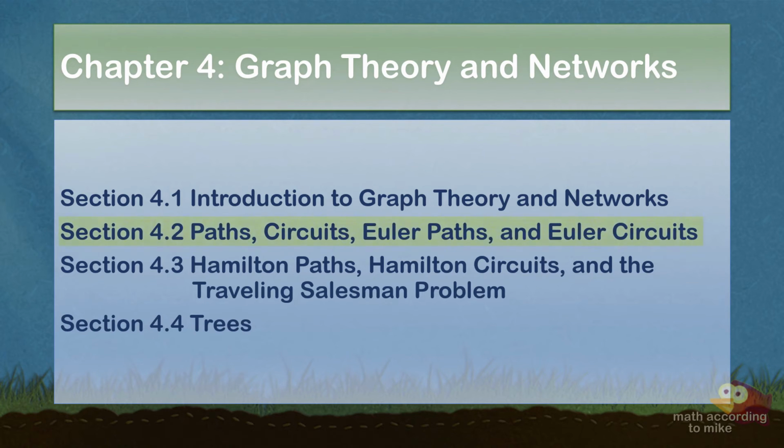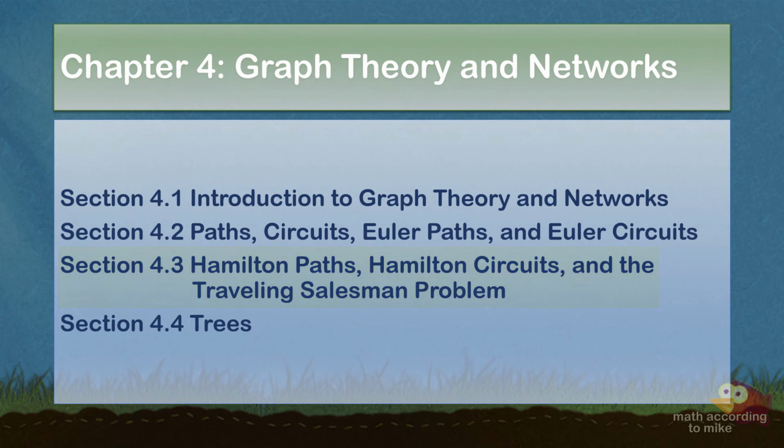In 4.2, we learn about these 4 terms: paths, circuits, Euler paths, Euler circuits. First off, that's pronounced Euler, not Euler. If you say it wrong 3 times, he visits you while you sleep. So don't do that. And then you'll learn what an Euler path and Euler circuit are and why they were historically important.